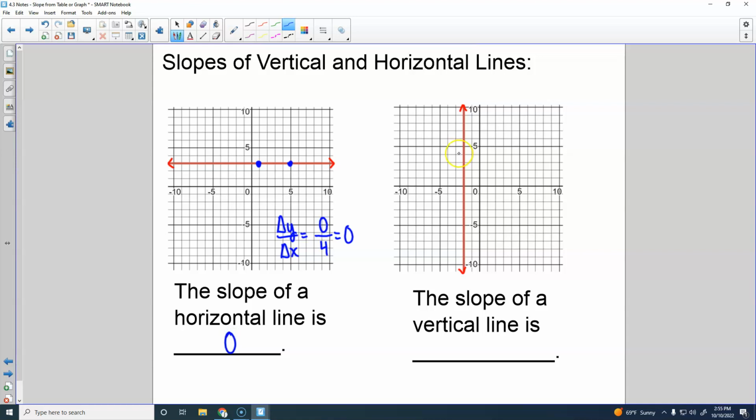Okay? Look at what happens if I try the same thing with a vertical line. Change in y over change in x. Let's say I start at that top point. How much do I need to go up or down? Down 2. That's negative 2. That goes in the top of the fraction. How much do I need to go left or right? 0. Can I divide something by 0? You cannot. Okay? You cannot divide by 0. So if you find yourself dividing by 0, that is called undefined.